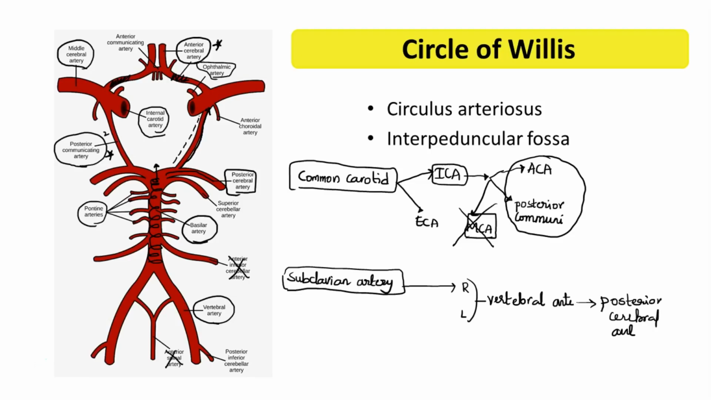So now you can clearly see, one side we have basilar artery giving rise to posterior cerebral artery, and on the other side we have internal carotid artery giving rise to a posterior communicating artery, and in the front we have anterior cerebral artery.